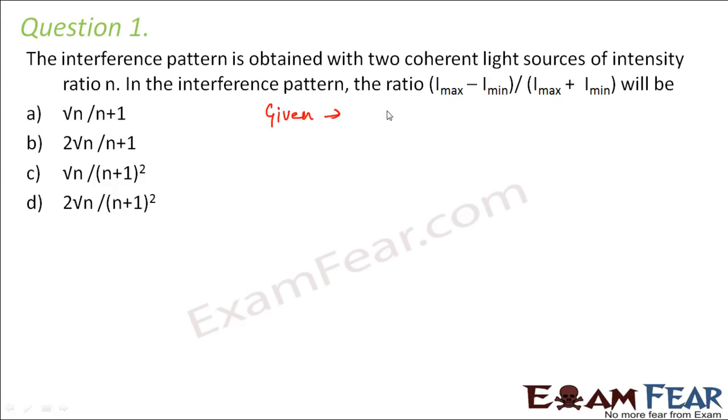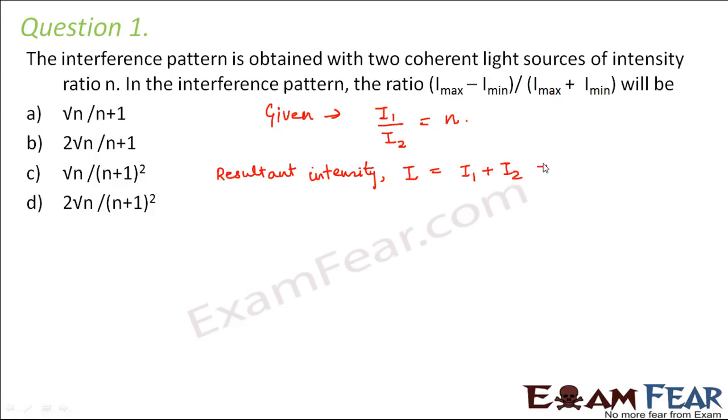The first thing that is given is the ratio of the intensities is n, that is I1 by I2 is equal to n, if we assume I1 and I2 are the intensities of the two waves coming from the two coherent light sources. Now we have already learned that when we have two waves of intensities I1 and I2, then the resultant wave will have intensity I, which is given by I1 plus I2 plus 2 root over I1 I2 into cos phi, where phi is the phase difference between the two waves.